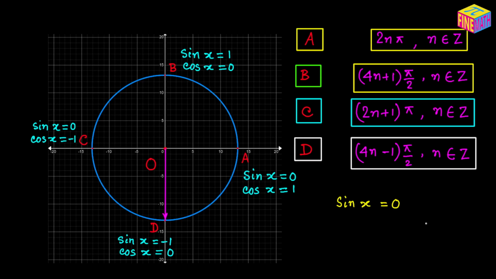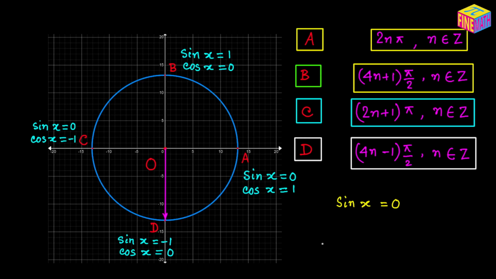Now what are the general representation of the angles at position A and position C? Well, at position A the angle is 2n pi where n is an integer, and at position C the angle is 2n plus 1 times pi where n is an integer. Right? So sine function becoming 0 gives us two possibilities. Either the angle is 2n pi or 2n plus 1 times pi.